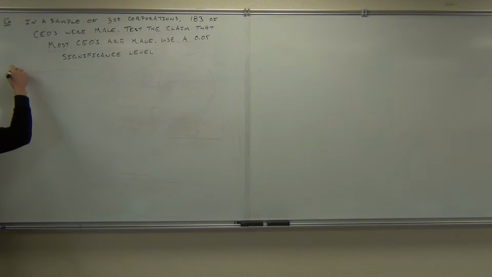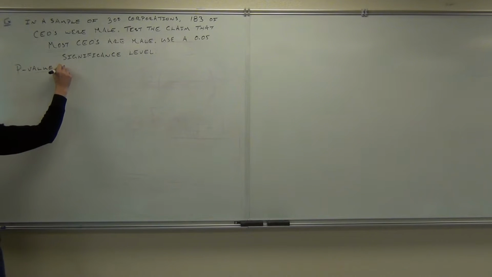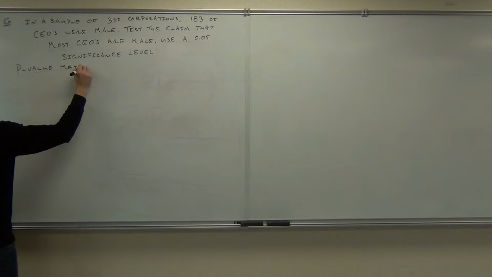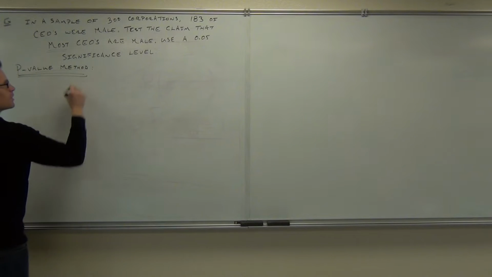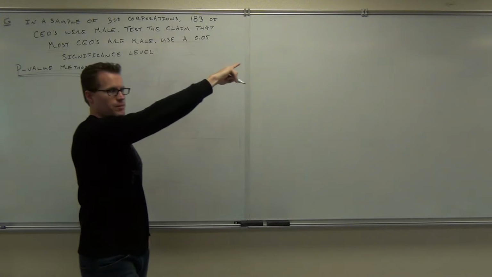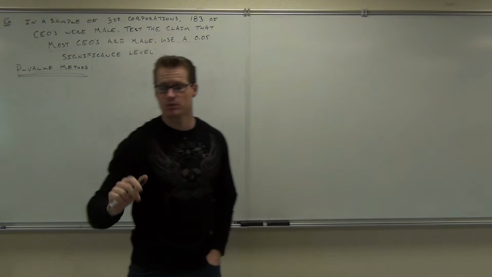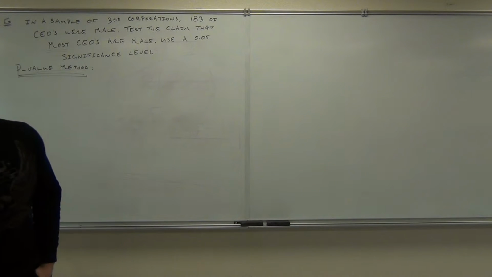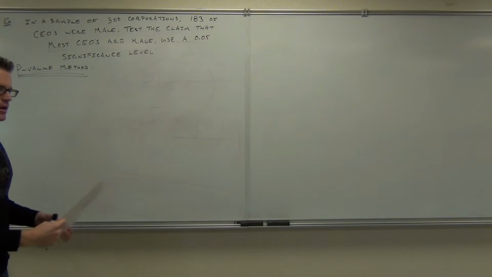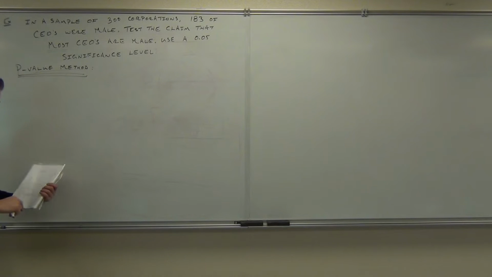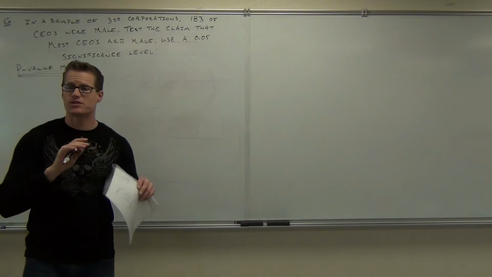I'm going to show you the two methods. Right here is the p-value method. Over there, I'll show you the traditional method. Same example. We'll get the same result. If we're going to do the p-value method, the steps are literally identical. We're going to have 7 steps. I want to see all 7 steps from you.